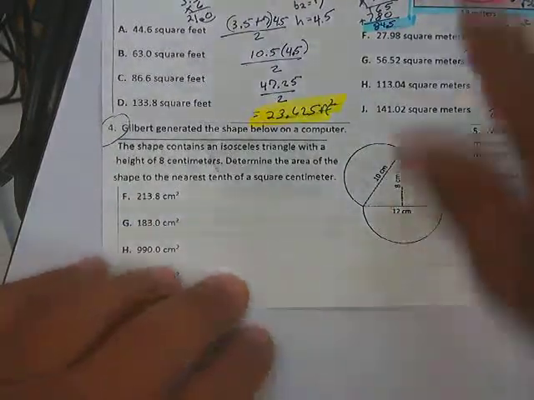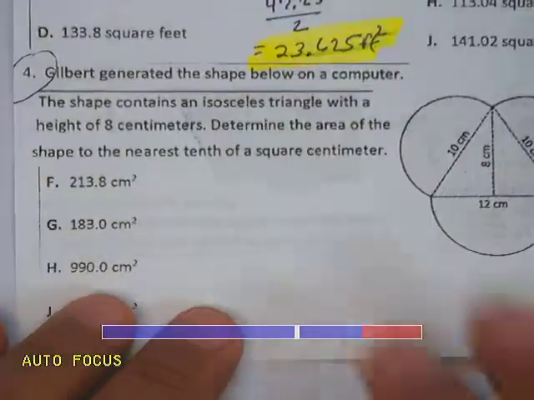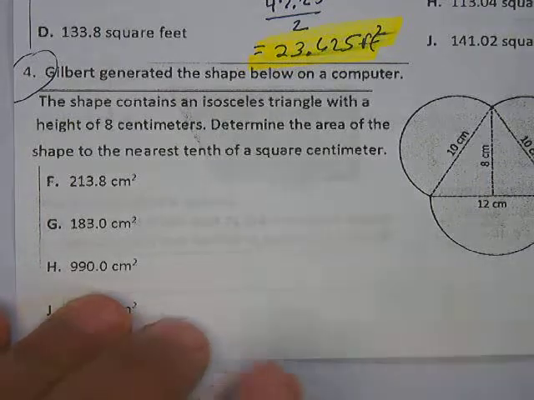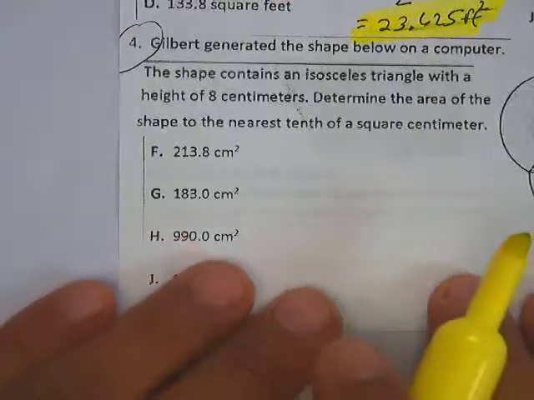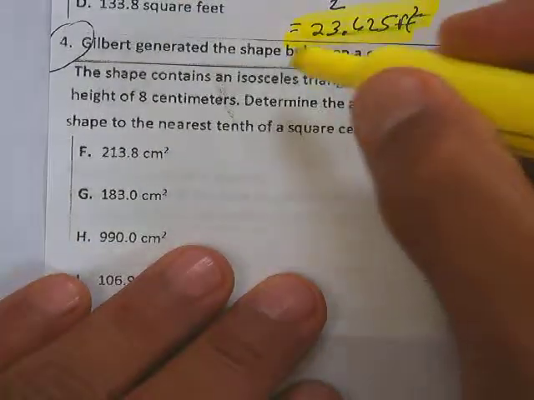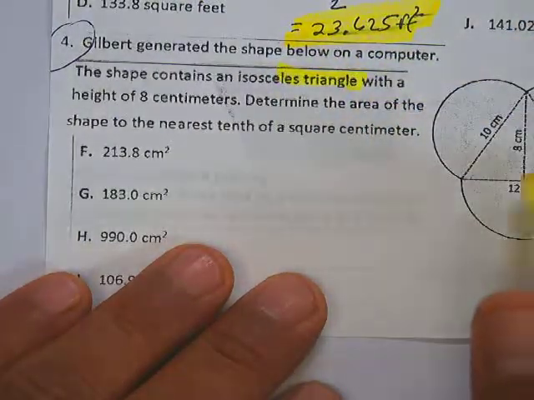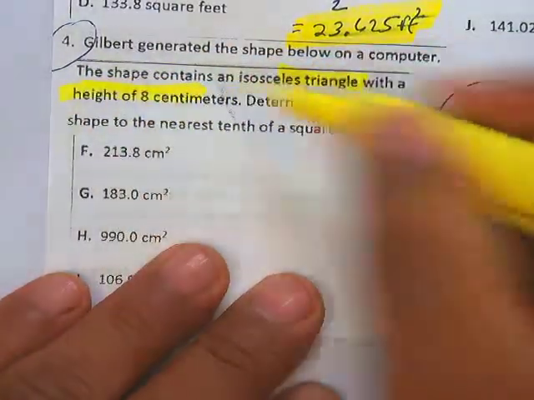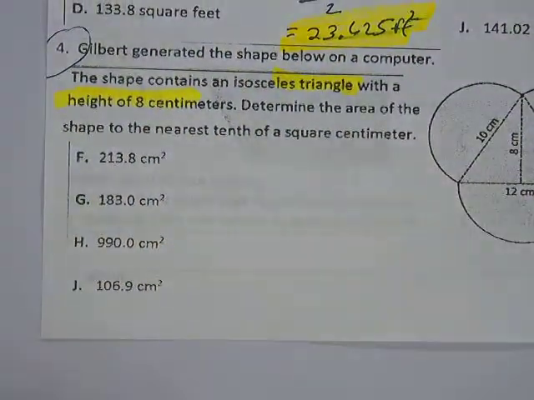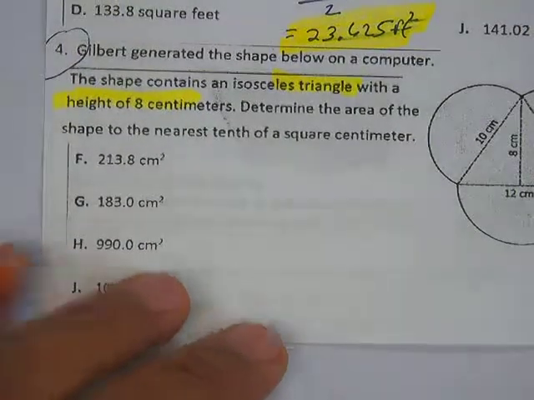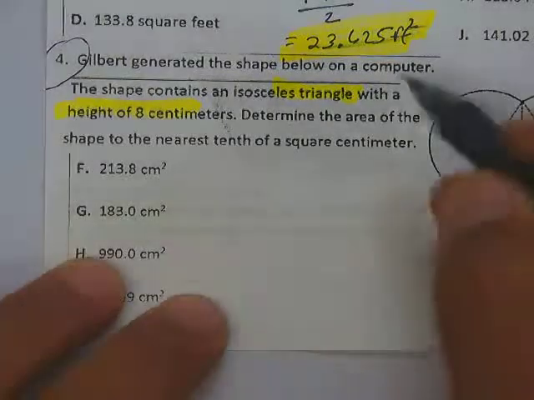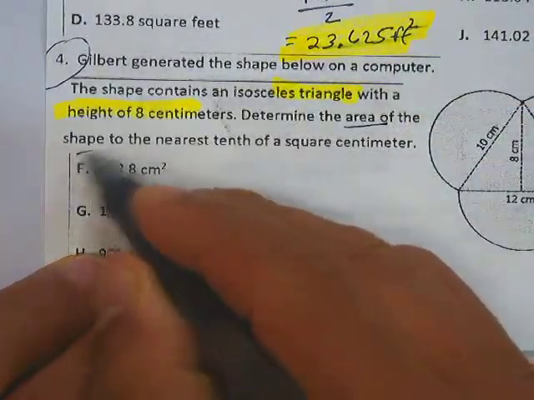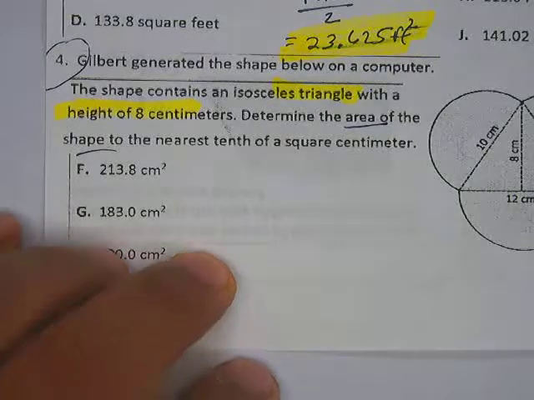All right, let's finish off these problems here. We've already done a few of them, as you can see. The shape contains an isosceles triangle with a height of 8 centimeters. Determine the area of the shape up to the nearest tenth of a square centimeter.